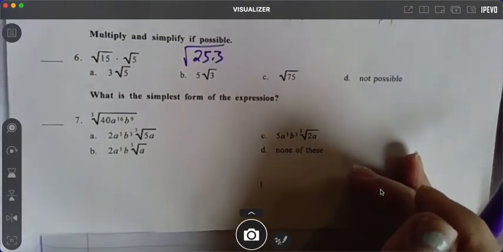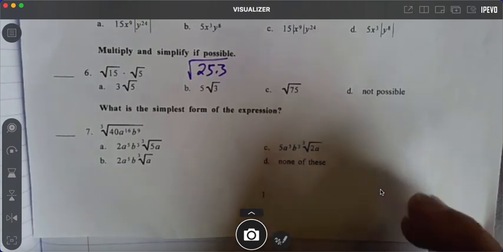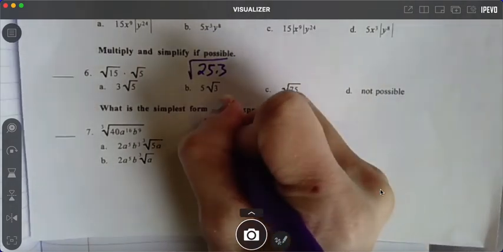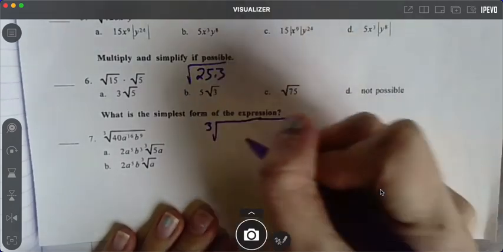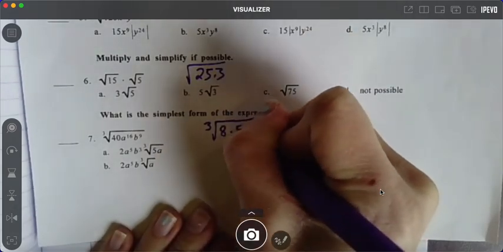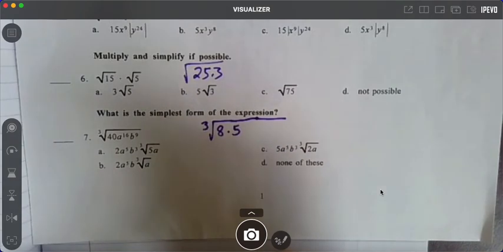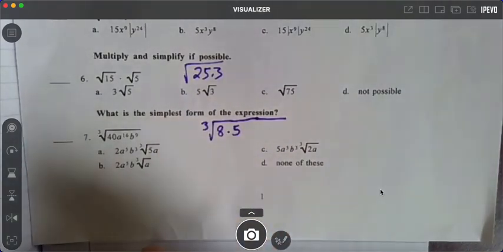Okay? On this one, a cubed root of 40. Look over there on our cubed roots. What number is a cubed root that goes into 40? 8. Yeah, 8 times what? 5. 8 times 5 is 40. Does everybody agree with that?